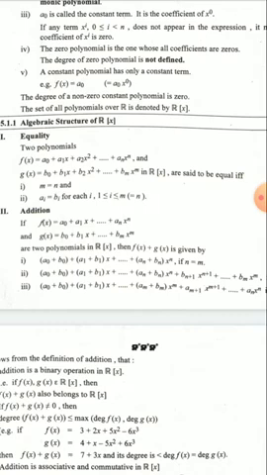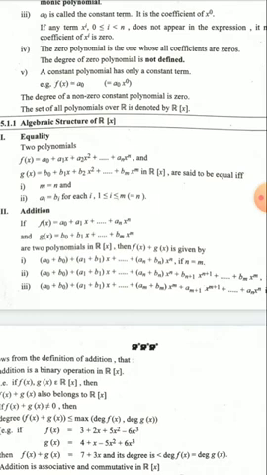So first of all, we see the equality. Two polynomials f of x is equal to a naught plus a1x plus a2x square plus dot dot dot plus an x raised to the power n, and g of x is equal to b naught plus b1x plus b2x square plus dot dot dot plus bm x raised to the power m in R of x are called to be equal if and only if m is equal to n, and second is ai is equal to bi for each i, 1 less than or equal to i less than or equal to m, and m is equal to n.